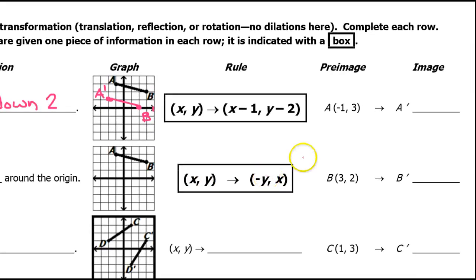Okay, now we're given the pre-image. Point A is negative 1, 3. I can use the rule that says subtract 1 and subtract 2. Negative 1 and negative 1 will make negative 2. 3 minus 2 is 1. So there you go. Also, we can double check with the graph. Negative 2, 1, there it is.